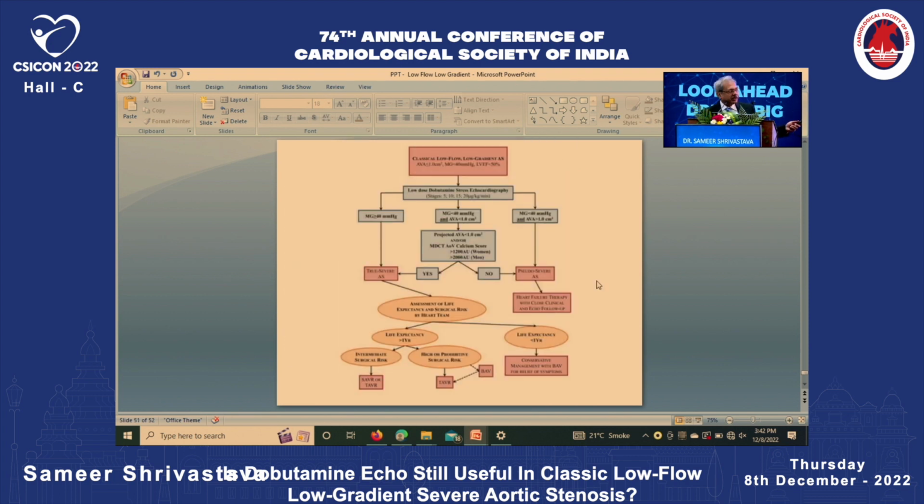Thank you, Doctor. This is what the current guidelines are, where it says DSE still exists. Sorry, sir. You're over? I'm okay because I wish my slides were moving.